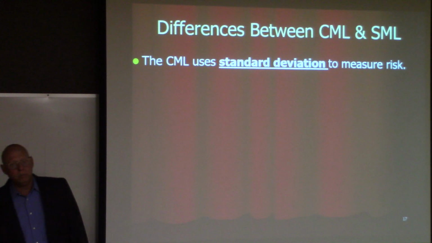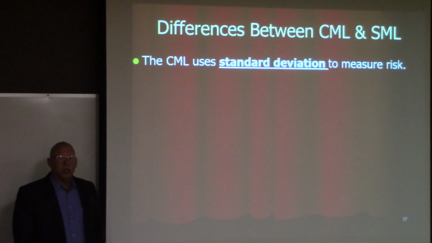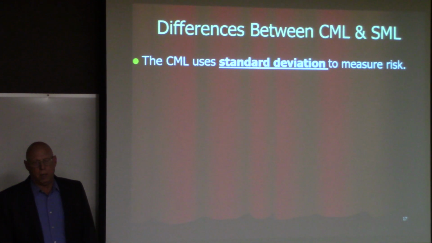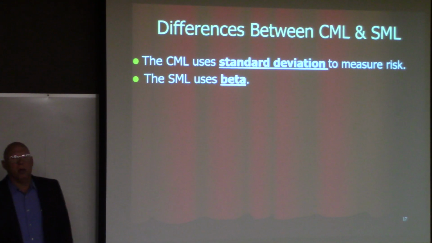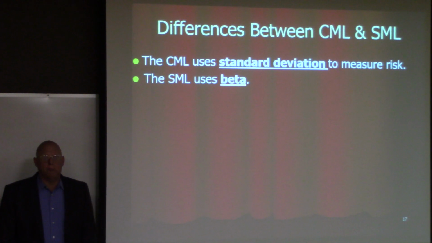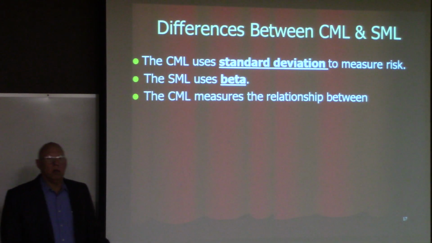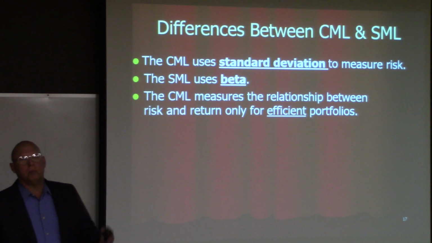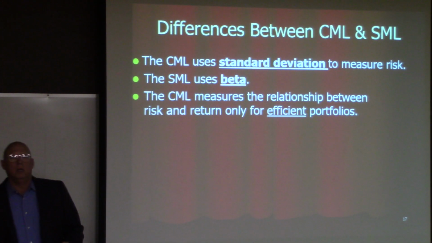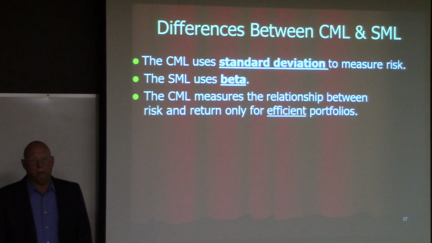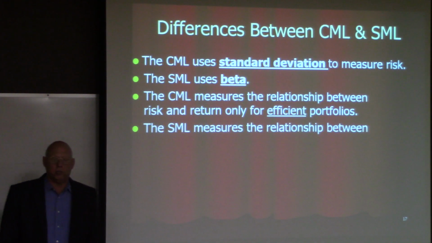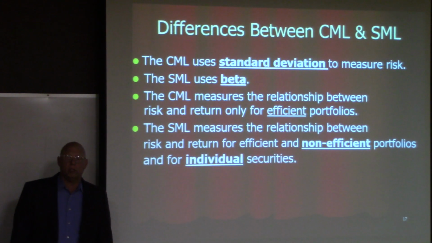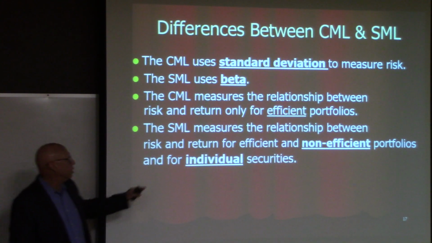All right, so the CML uses standard deviation to measure risk. Okay, the SML uses beta to measure risk. The CML measures the relationship between risk and return only for efficient portfolios. So the CML is the new efficient frontier. The SML measures the relationship between risk and return for efficient and for non-efficient portfolios and for individual securities.